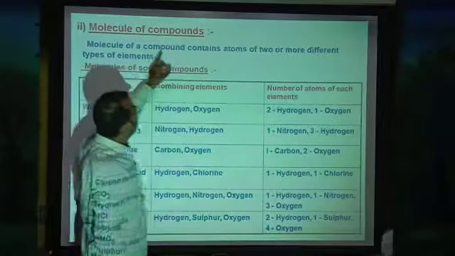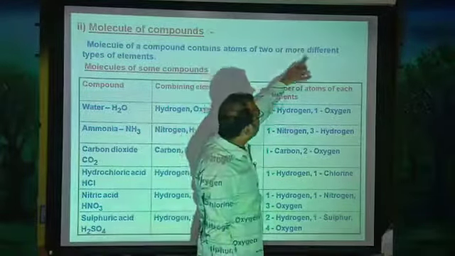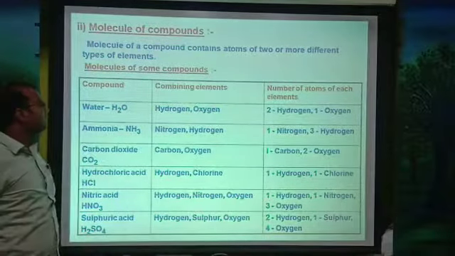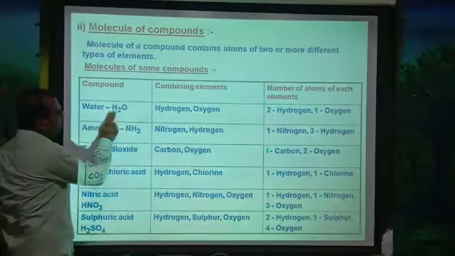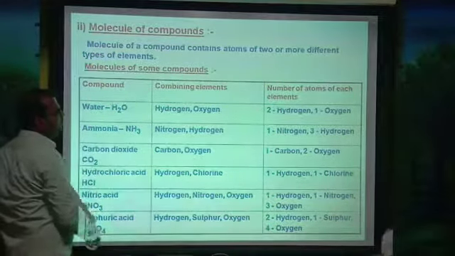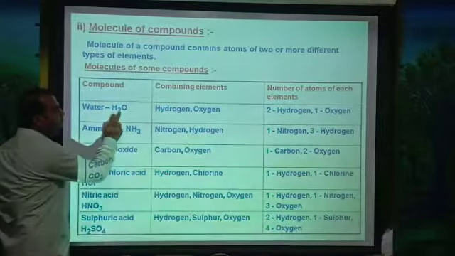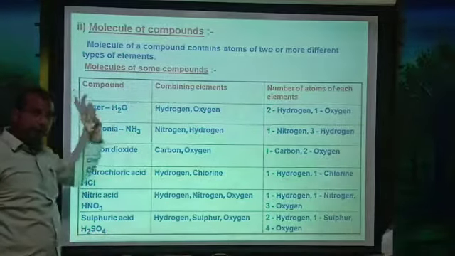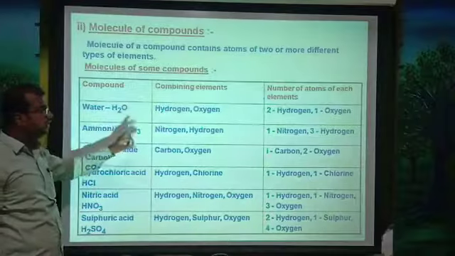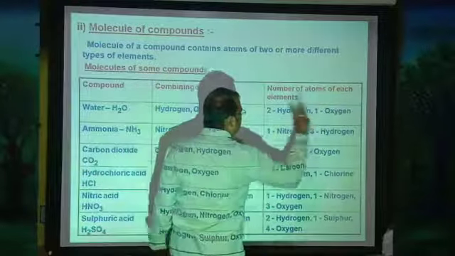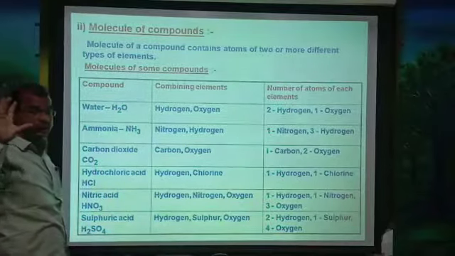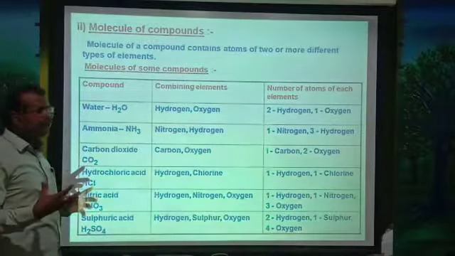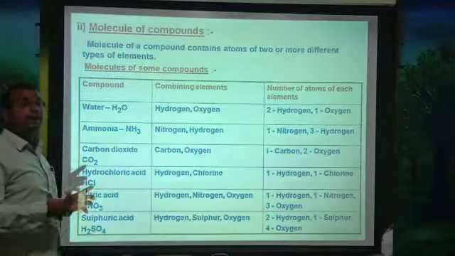What is it? A molecule of a compound contains atoms of 2 or more different types of elements in definite proportions. That is called a compound. You just see here water. There are 2 hydrogen atoms and 1 oxygen atom. This is called water, one compound. Definite proportions: 2 hydrogen atoms and 1 oxygen. A compound is made up of different atoms, 2 or more, with definite proportions.